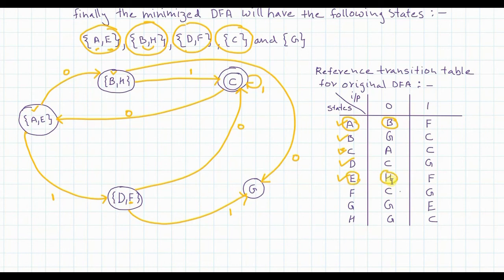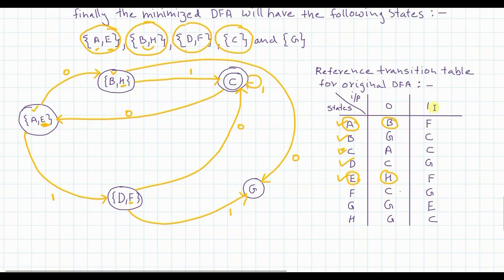And what are E and H? They also have the same transition. Why should they have the same transition? Because we know that A and E are equivalent, and B and H are equivalent. So whatever transition is there from A to B, the same transition will be there from E to H. That's why it's just a repetition, so you don't have to draw another transition.